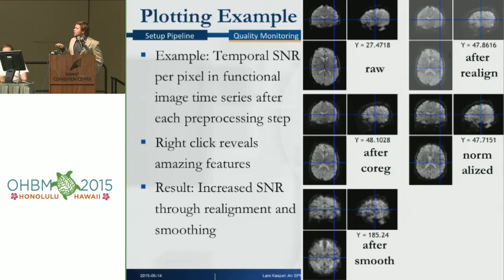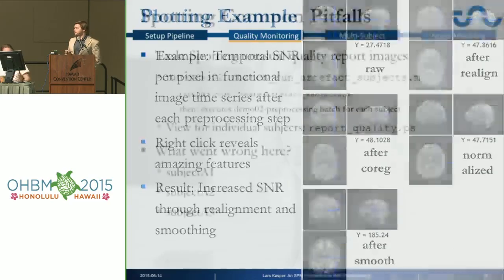The co-registration and normalization, because they don't change the statistics, they just move around all images the same way, don't change the intensity a lot. But then if you do the spatial smoothing, you get a massive boost in temporal SNR. So this is actually a very good pipeline.